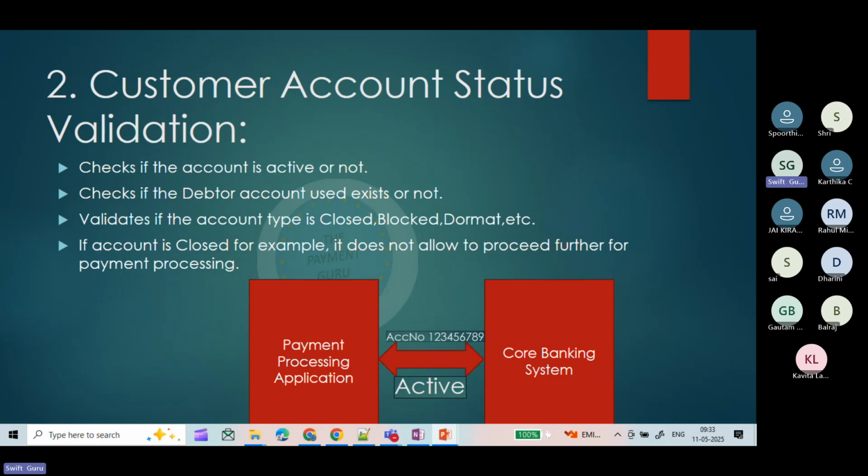They do this validation because if the customer account is not in active mode, and if it is closed or in some other status, then it should not allow the transaction to proceed, and the customer should be notified: your account is dormant, please reach out to the bank for further need and support.